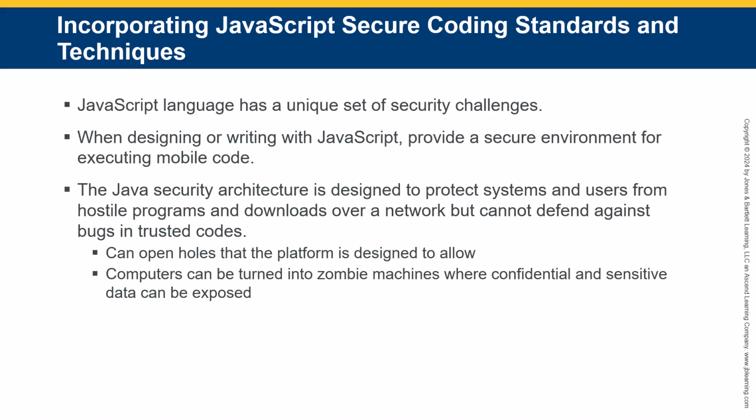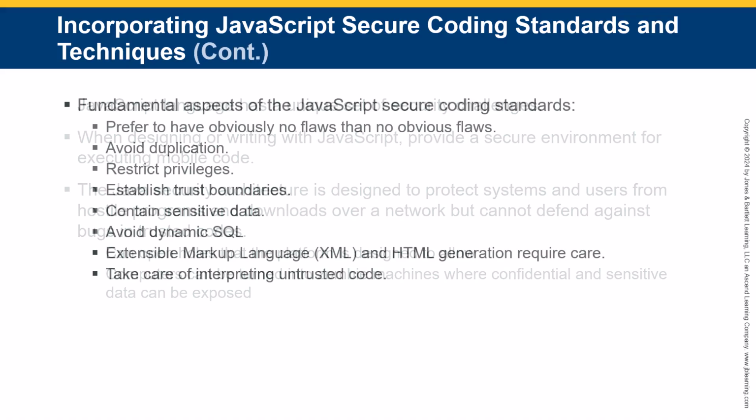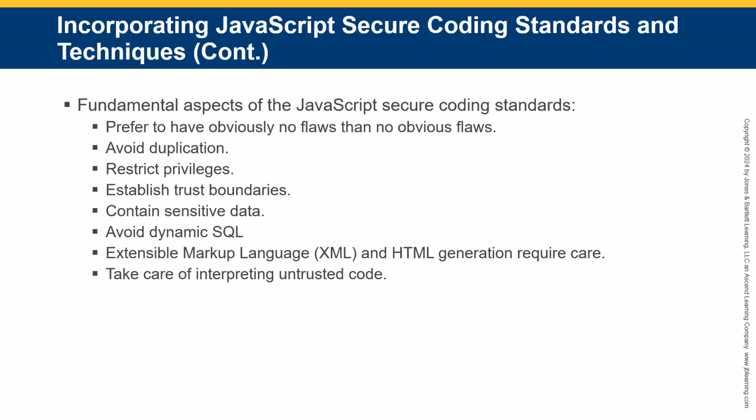JavaScript architecture was designed to protect systems and users from hostile programs and downloads over a network, but you cannot defend against bugs in the code. So it can open holes in the platform. You just have to, again, thoroughly check it. Incorporating JavaScript is not a one and done. Typically, you're looking through life cycles, so you verify it, and you may approve it, and then you have to do a regular review to ensure that we're still mitigating the threats we identified. And then we may need to review it for additional threats.